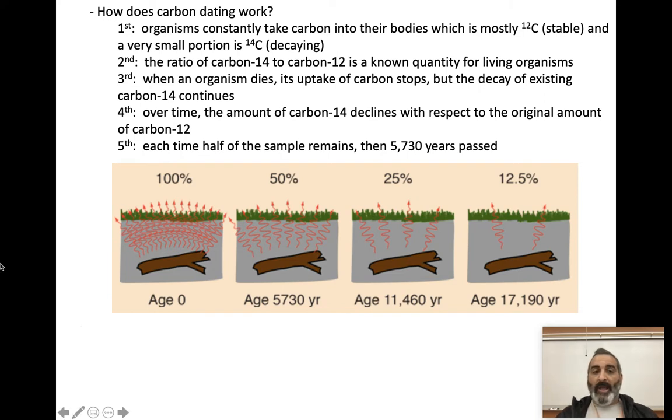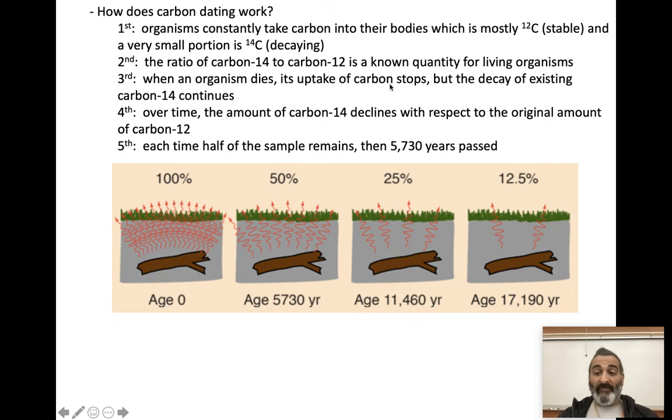So at age 0, we'll say that is when something dies. When something dies, it is no longer taking in carbon-14. So the carbon-14 that it is made out of will start to decay and break down at a rate of 5,730 years for half of it. The ratio of carbon-14 to carbon-12 is known. When it dies, carbon is not taken in anymore.